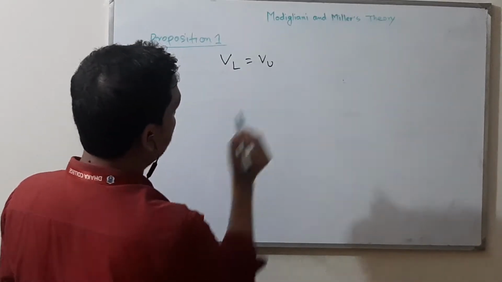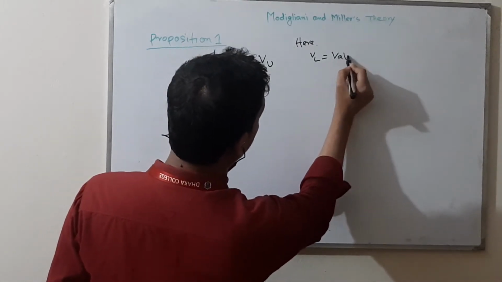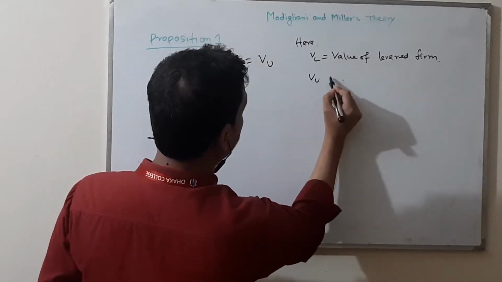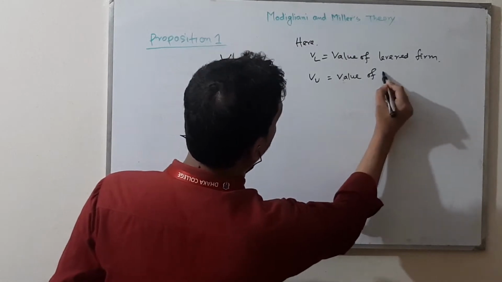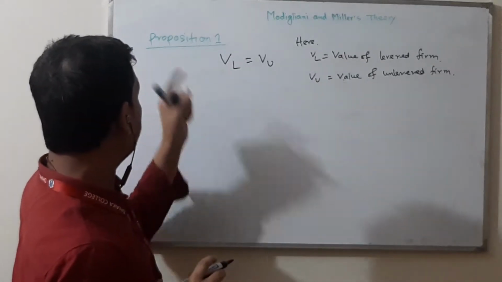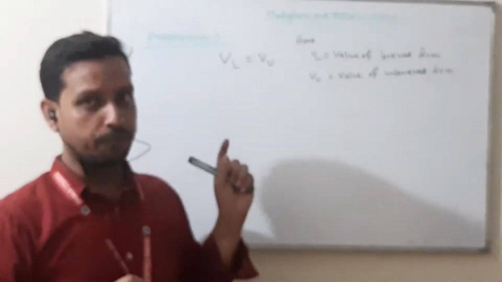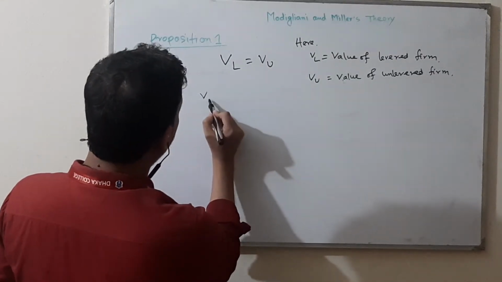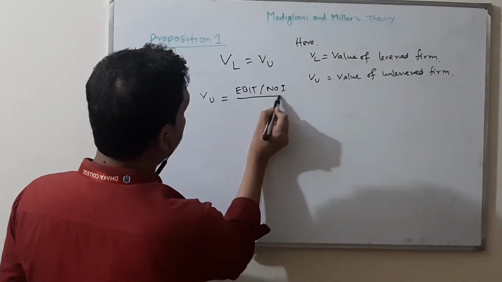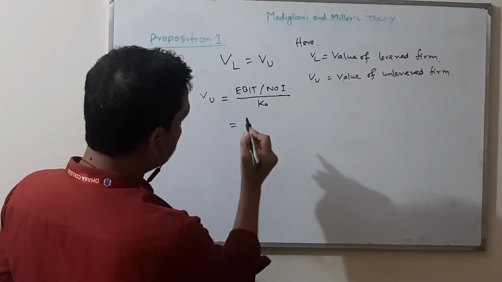So in proposition 1, VL equals VU. Here VL is the value of the levered firm, and VU is the value of the unlevered firm. So in proposition 1, VL equals VU. Now we should bring out the value of the firm from proposition 1. The value of the unlevered firm equals EBIT or NOI divided by KO, the overall cost of capital.